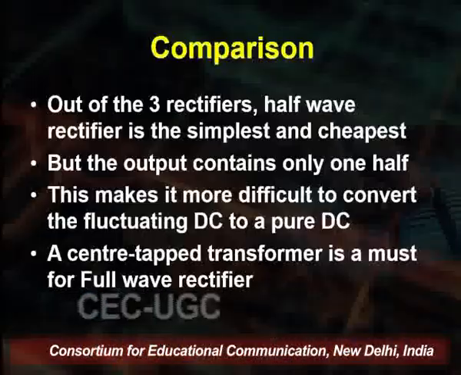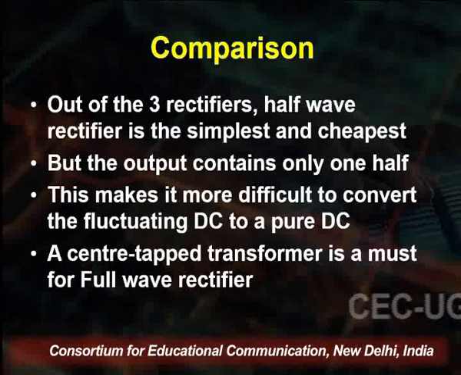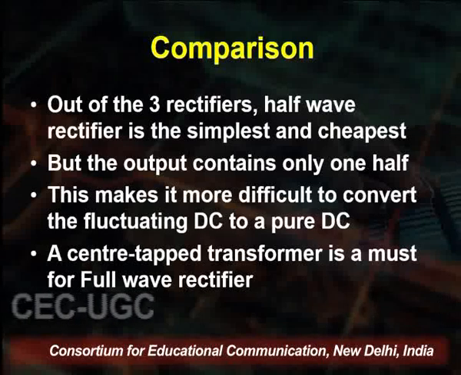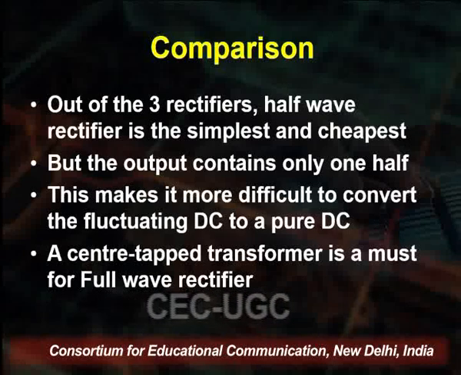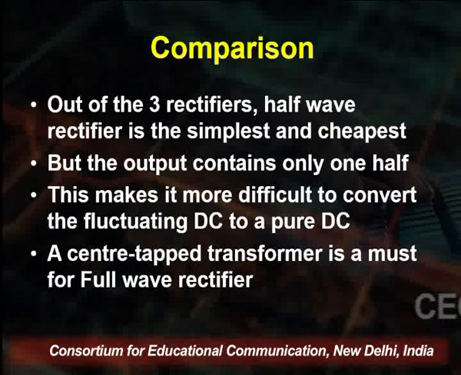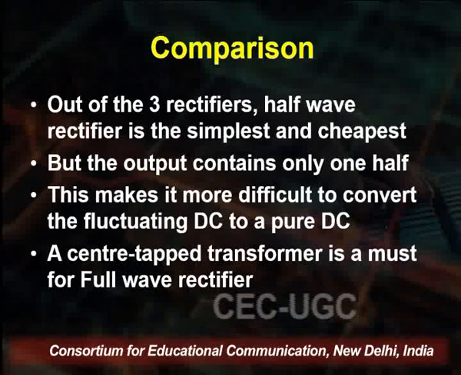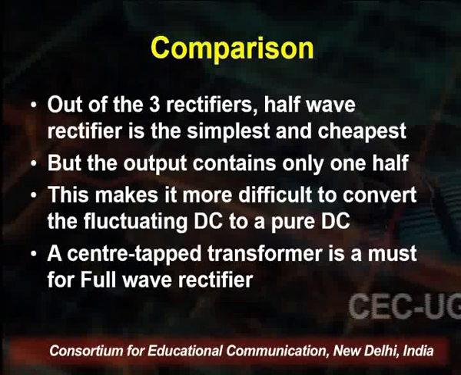Now, we see that the half wave rectifier is the simplest and the cheapest form. But the output of the half wave rectifier contains only one half, while in the others we can get the full cycle. This makes it more difficult to convert the fluctuating DC to pure DC. It means we are not getting a continuous DC, but a fluctuating DC.